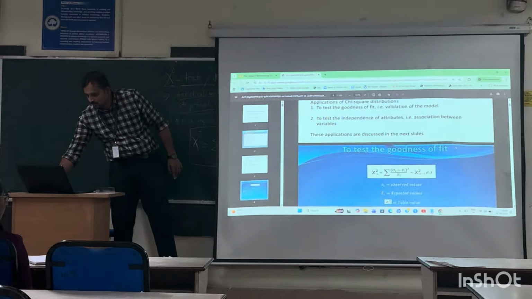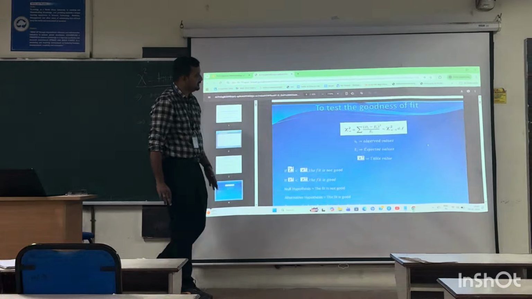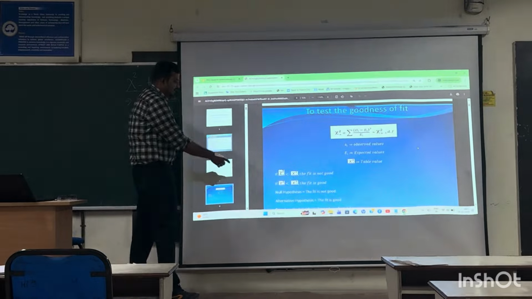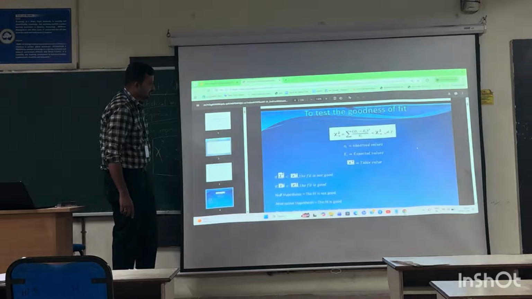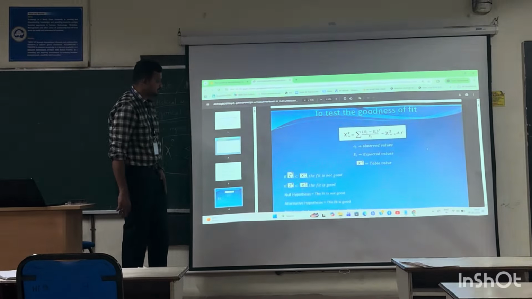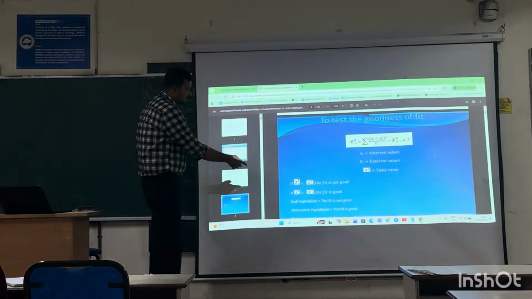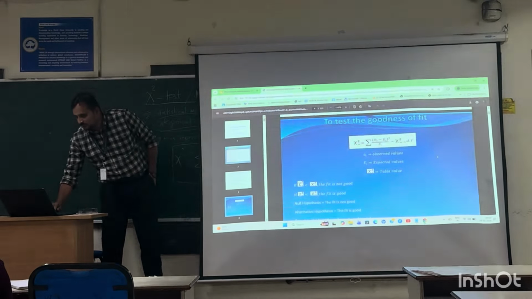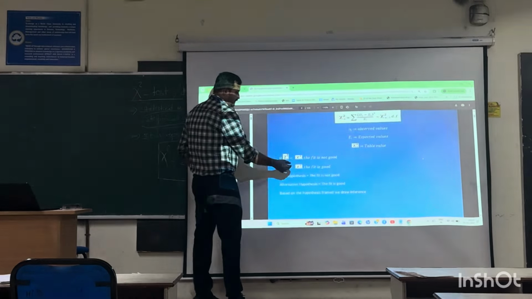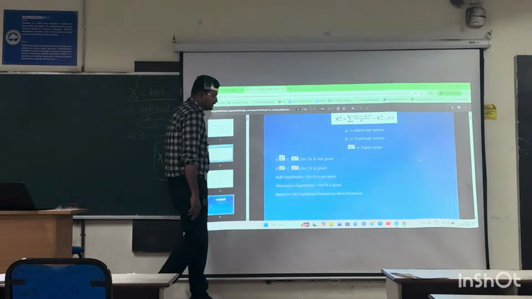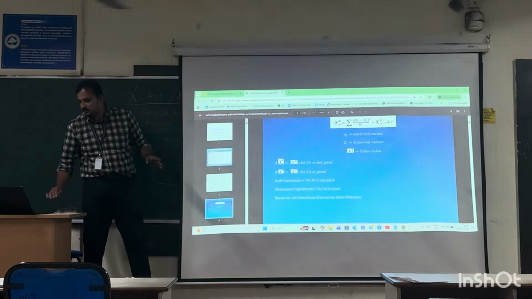You can use it to test the goodness of fit, using the formula I discussed earlier. If the chi-square value is lesser than the expected value, the fit is good; if it is greater, the fit is not good. On the null hypothesis, you already know that it states the fit is good, and the alternative states the fit is not good. Based on the hypothesis you framed, you are going to draw the inference.